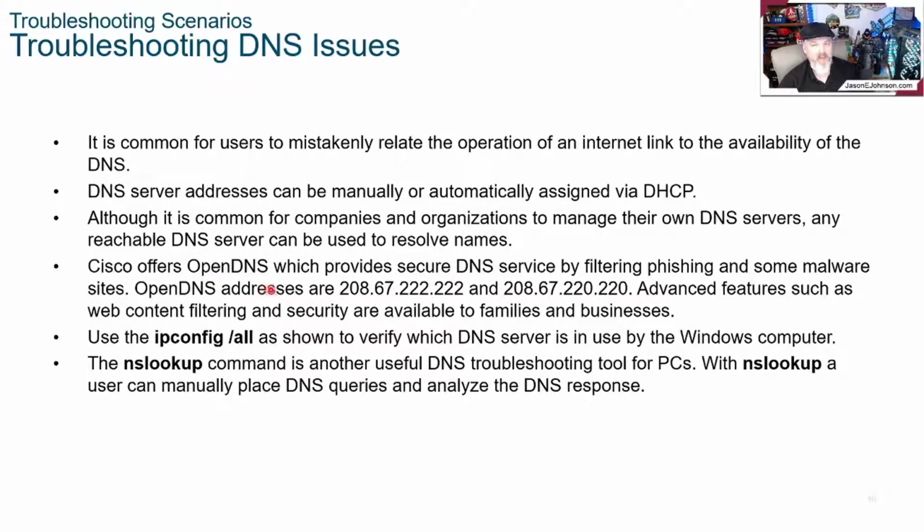Cisco offers OpenDNS, which provides secure DNS service by filtering phishing and some malware sites. OpenDNS addresses such as 208.67.222.222 or 208.67.220.220. Advanced features such as web content filtering and security are available to families and businesses.